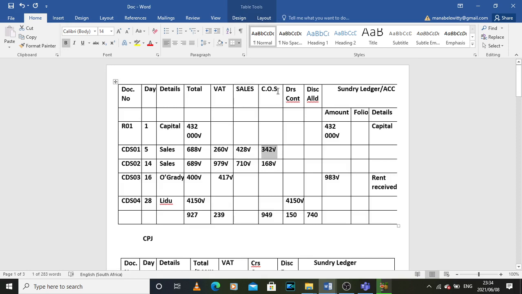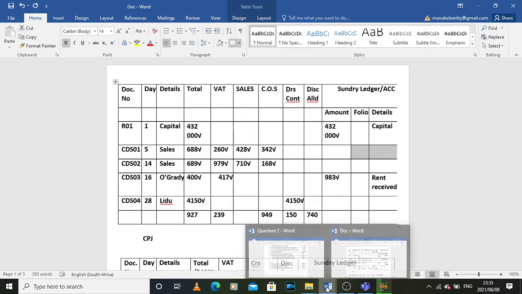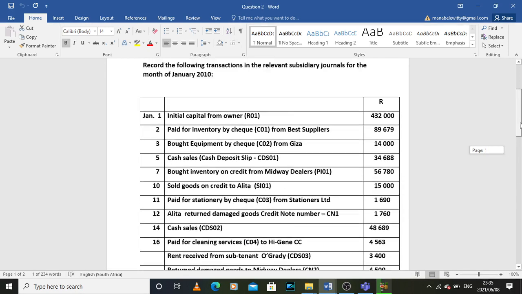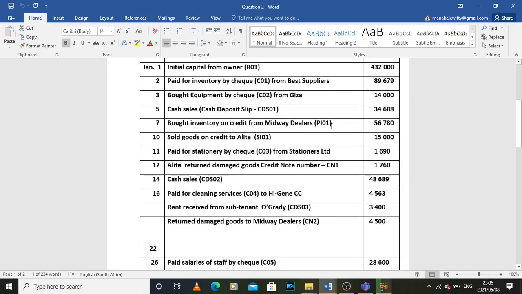So since you're having all these columns here, you have to record it here. If you didn't have cost of sales, we come right here and put the cost of sales figure and put the details. So transaction number, some will be skipping them. This one we won't skip, because I want to show you how to record all the subsidiary journals.